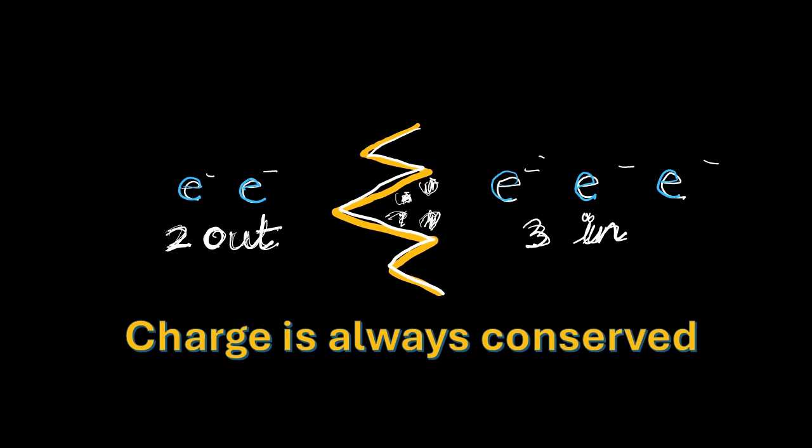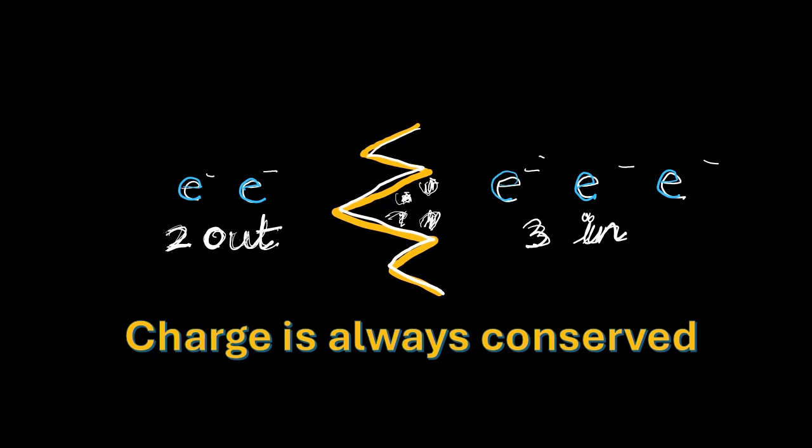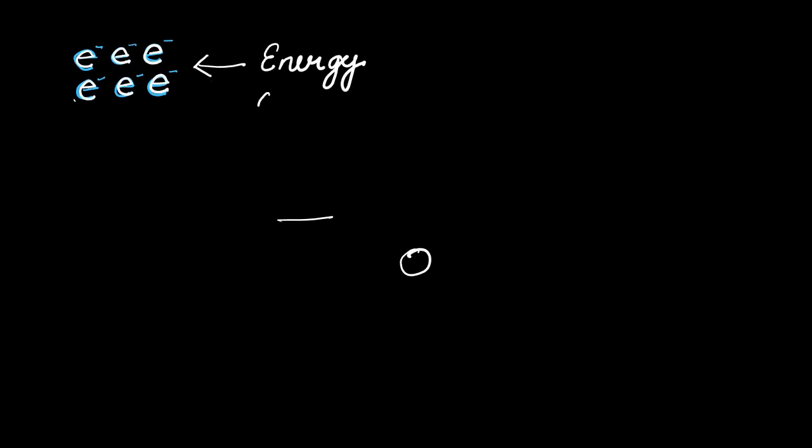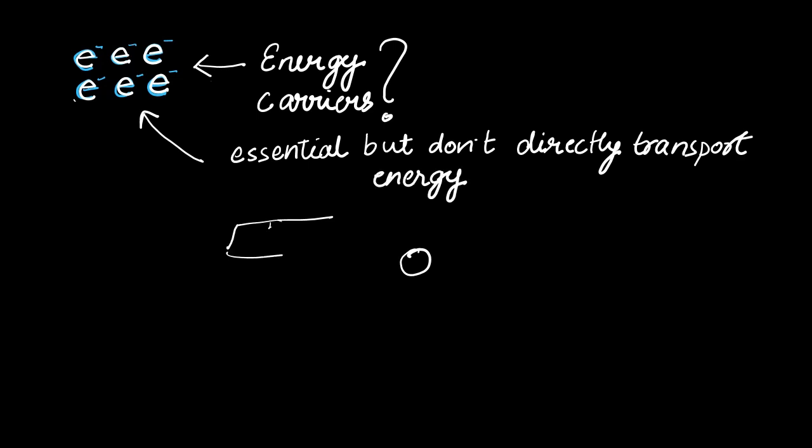And what does that mean? That means that the load is not using up the electrons. Yes, the movement of electrons does enable the load to utilize the energy of the battery, but this is happening without consuming the electrons. It still appears that the electrons are the energy carriers. And it's a common misconception that electrons themselves carry energy like tiny batteries. While electrons are essential for current flow, they do not directly transport energy.